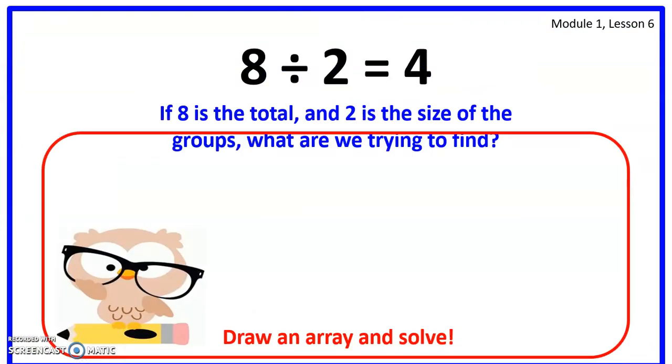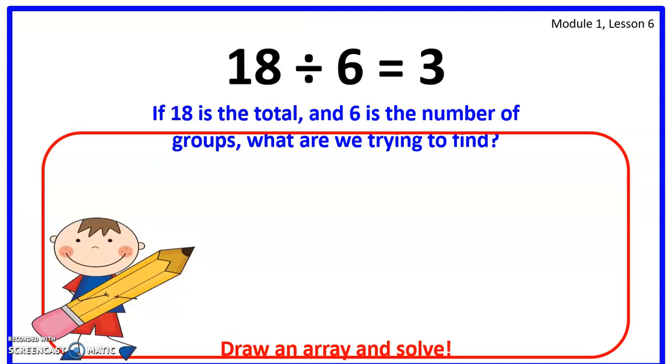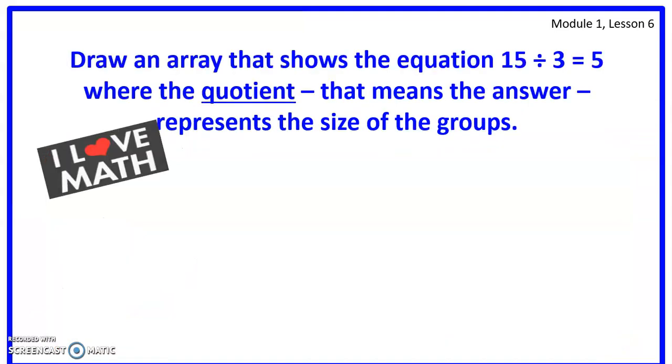8 divided by 2. If 8 is the total and 2 is the size of the group, what's 4? 4 will be the number of groups. 18 is the total, 6 is the number of groups, 3 will be what? The size of each group.